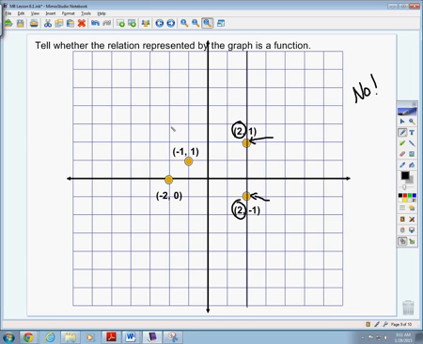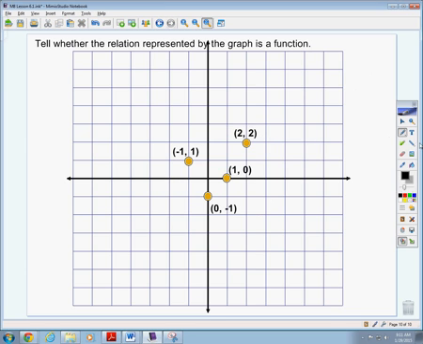If you look at this example, if you were to run a vertical line across it, here it hits the point (2, 2), it hits (1, 0), (0, -1), (-1, 1). It never hits 2 points at the same time. So is this a function? Yes.